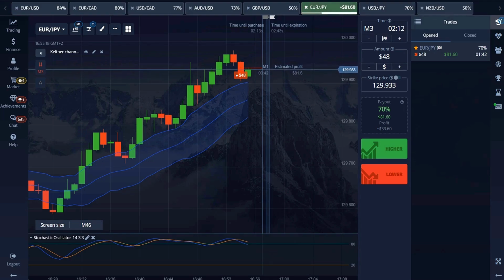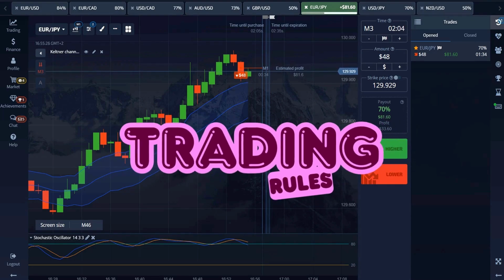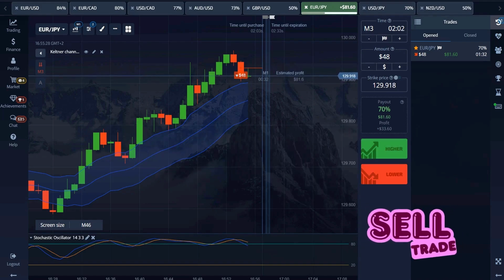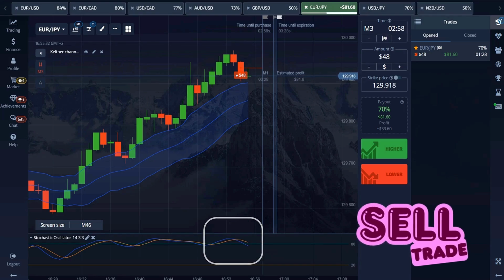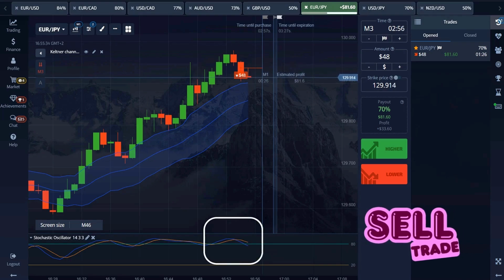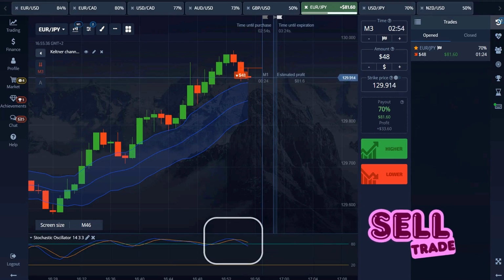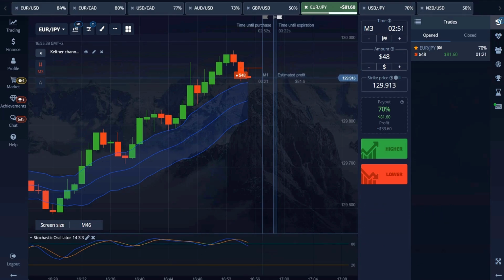Let's talk about today's strategy. We're using just two indicators, the Keltner Channel and Stochastic Oscillator with default settings. Here's how it works. Sell trade setup when the candle touches or moves above the upper Keltner Channel, and the Stochastic Oscillator is in the overbought zone. Then take a sell trade. Buy trade setup when the candle touches or moves below the lower Keltner Channel, and the Stochastic Oscillator is in the oversold zone. Then take a buy trade.